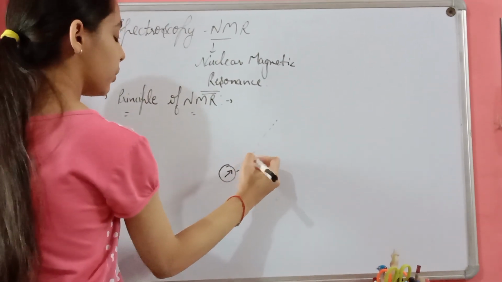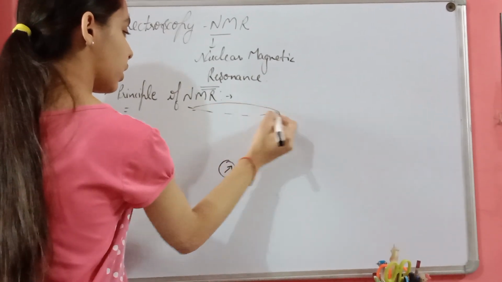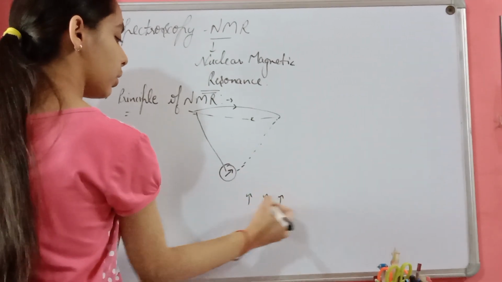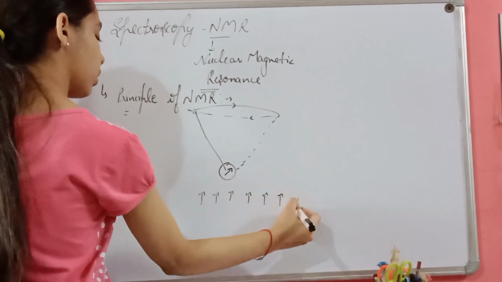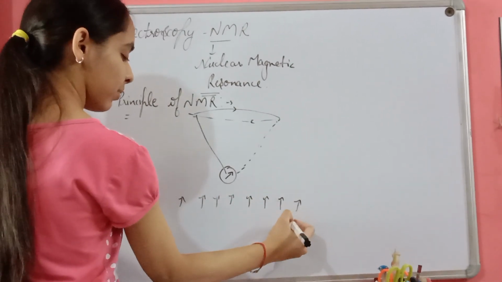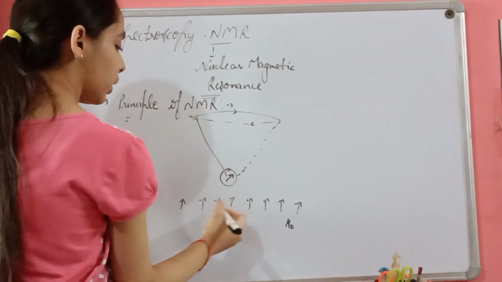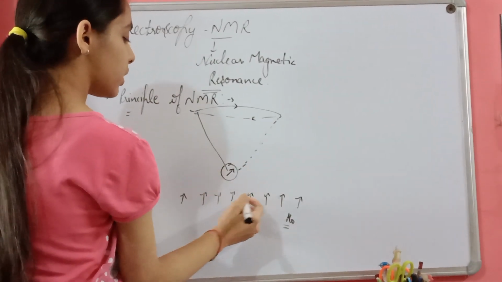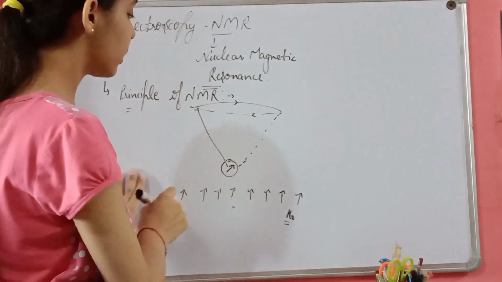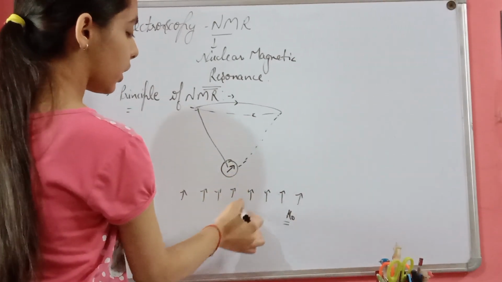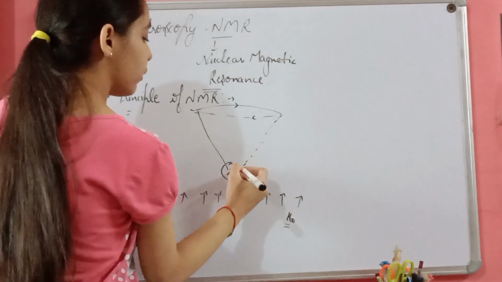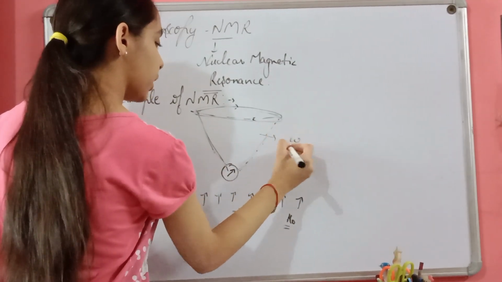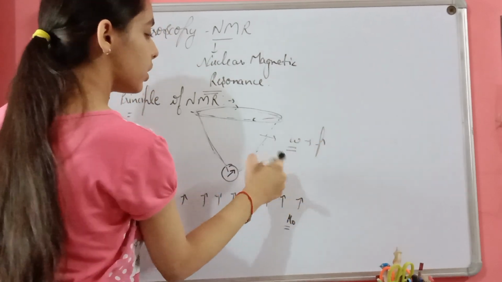Let us consider a spinning nucleus in the presence of an external magnetic field H0. Now this external magnetic field tries to align the spinning nucleus in its direction. As the nucleus is spinning, it will not align in the direction of the magnetic field. Instead, it will start rotating in this form with a frequency omega known as precessional frequency, and this motion is named precession.